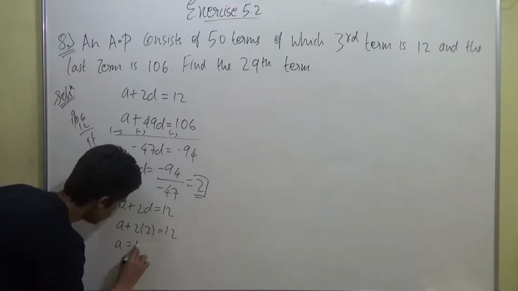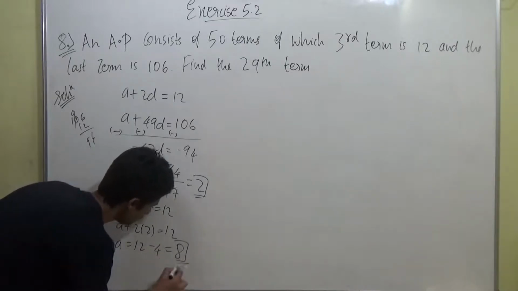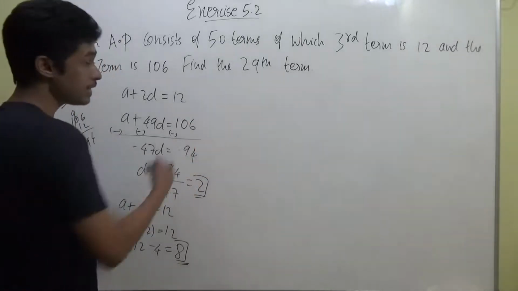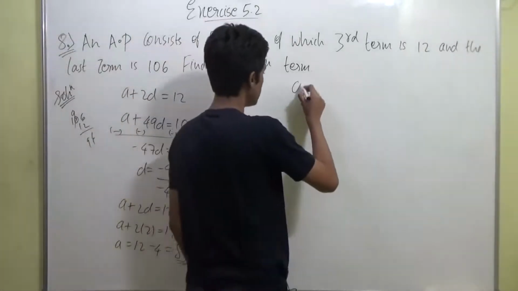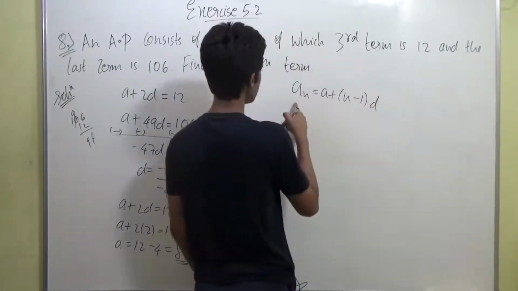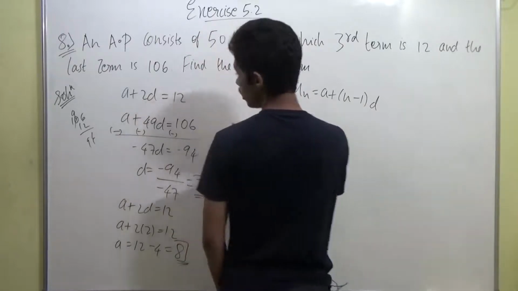So a equal to 12 minus 4 equal to 8. Getting it, guys? So a equal to 8 and d equal to 2. Now we have to find the 29th term, applying the same formula. A of n equal to a plus n minus 1 into d. We have to find a of n.